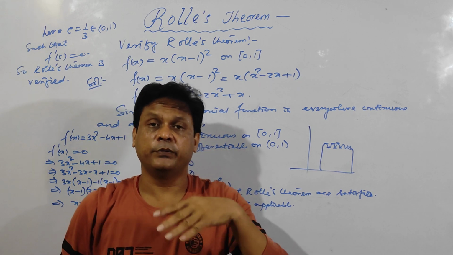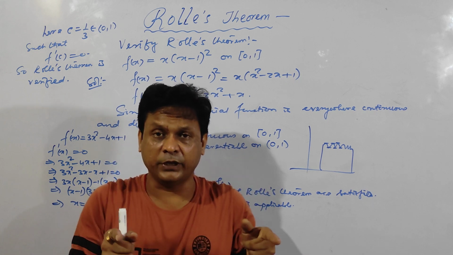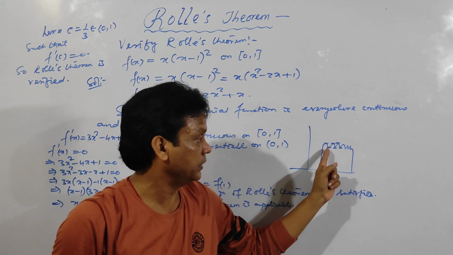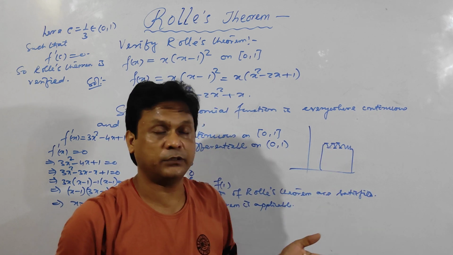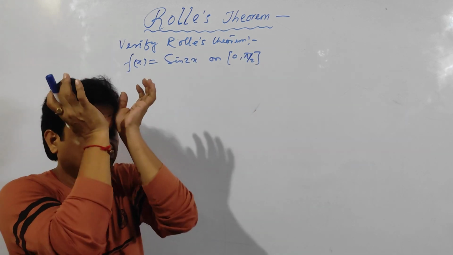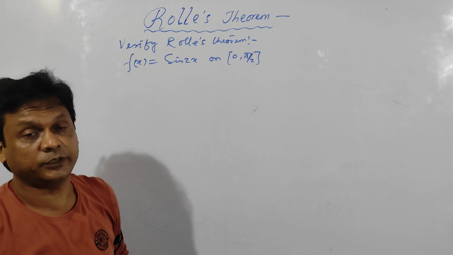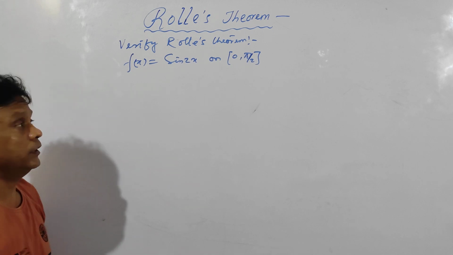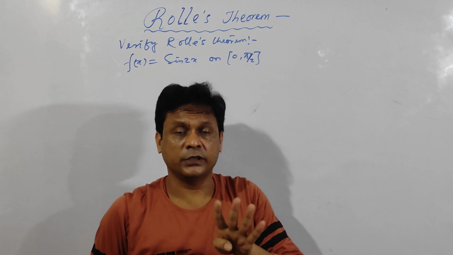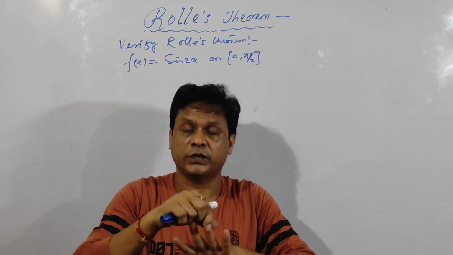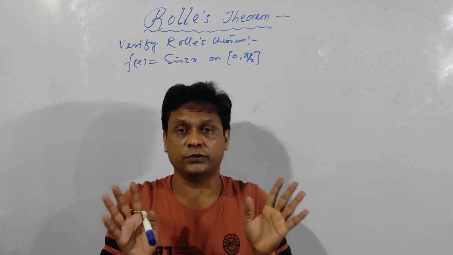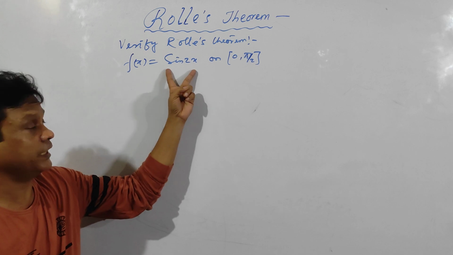That means there may be more than 1 point in between A and B where the tangents are parallel to x-axis. Here the tangent is parallel to x-axis, here also, and so on. Clear? See here, another question. I am going to give you a trigonometric function. Already I have told you there are 4 functions, polynomial function, sine function, cosine function, and exponential function. These 4 functions are everywhere continuous and differentiable. So here the given function is a sine function.